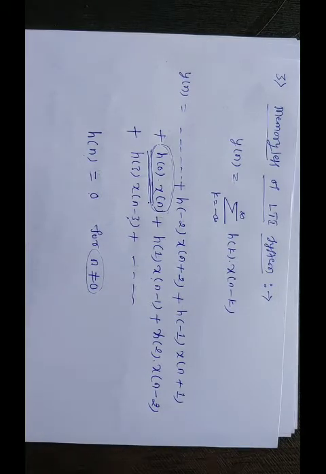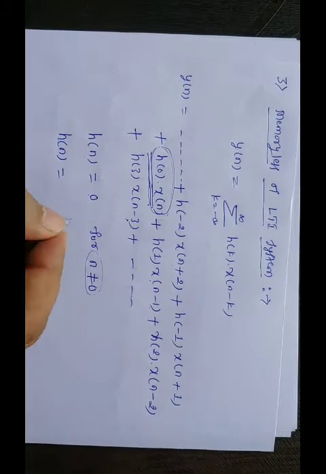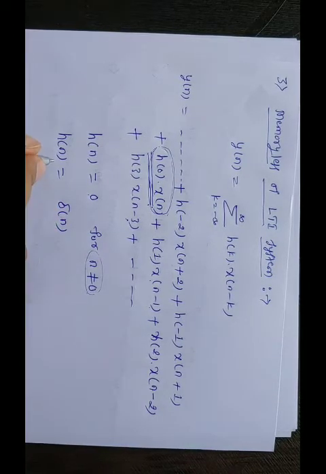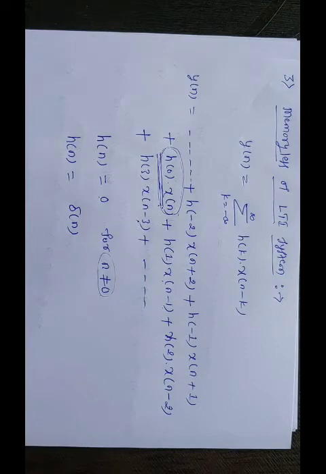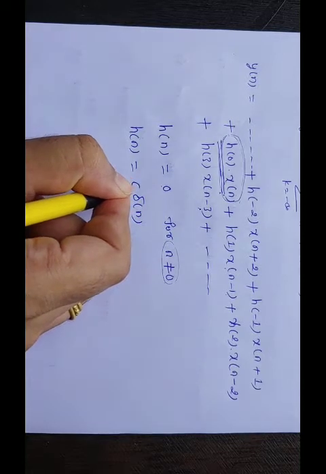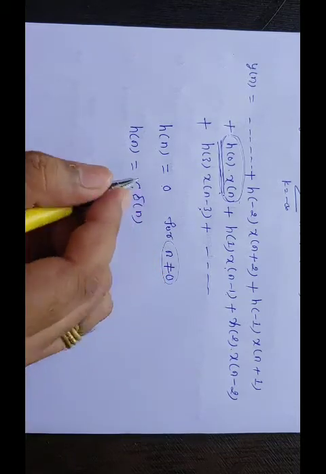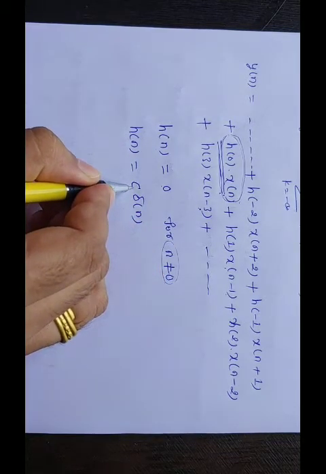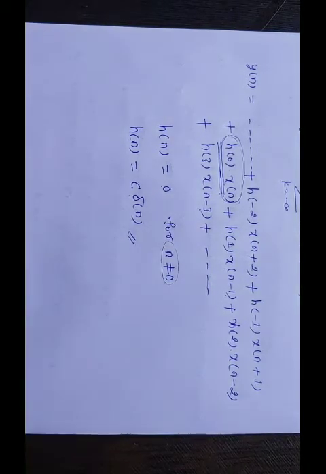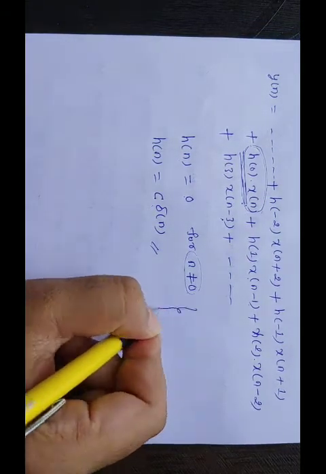This is only possible when your impulse response is a delta function, because you know already delta function only exists at n equal to 0. Hence the same condition, h of n equal to 0 for n not equal to 0, can be written in another form as c into delta of n. C is an amplitude scaling factor and it is an arbitrary constant. So if your impulse response is of this form, then I can say that the given LTI system is a memoryless system.